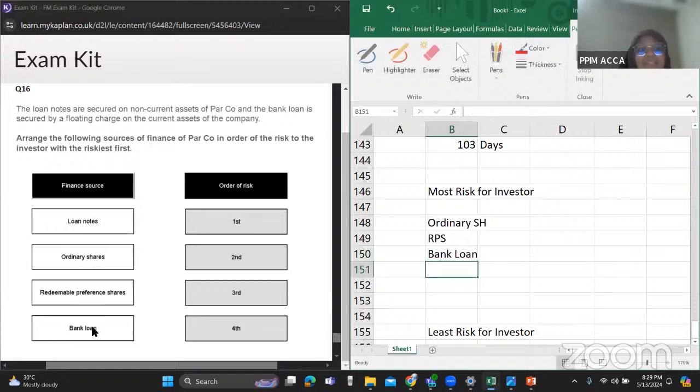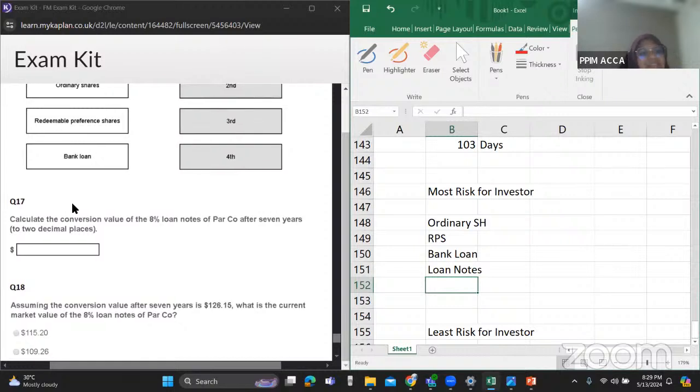The least risky investor is the loan note holder, because his interest is set. Even if something goes wrong and we are not able to pay interest or repay the principal, he can always claim our non-current assets. So he has the least amount of risk. The order will be: first ordinary shares, second preference shares, third the bank loan, and fourth the loan notes.